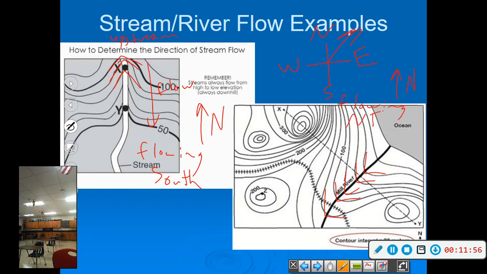So make sure you understand that. If they say general compass direction, you could put north, south, east, or west. You don't have to actually do northeast, southeast, northwest. So whatever you're more comfortable doing, you can do that with the rivers.